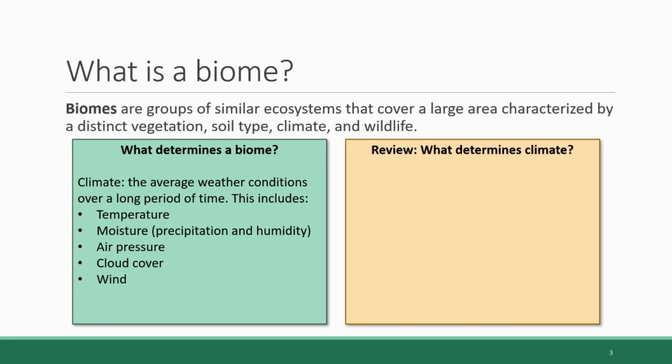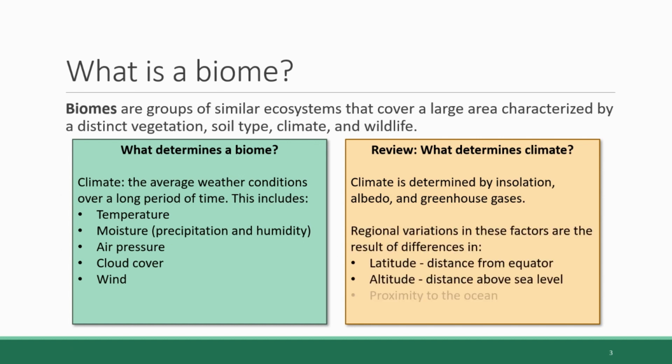So remember again from our climate chapter that climate is brought about by three main factors: insolation, albedo, and greenhouse gases. So when different biomes have different climates, that means that these regions have variations in these factors, namely insolation and albedo. And those variations are brought about by the latitude of the region, meaning its distance from the equator, the altitude of the region, meaning its distance above sea level, and a couple of other factors play in as well, including the proximity of the biome to the ocean and its proximity relative to mountain ranges.